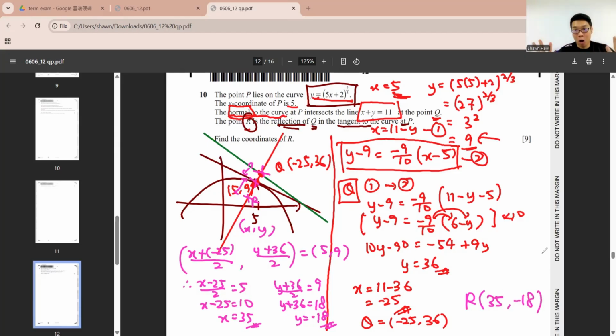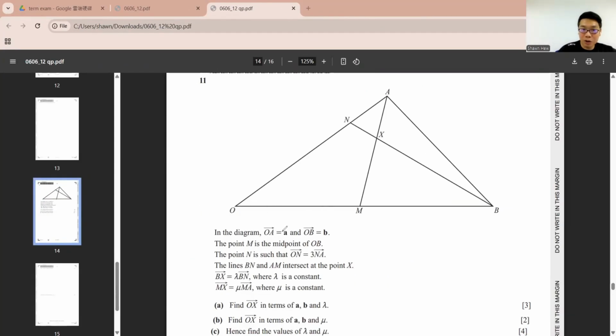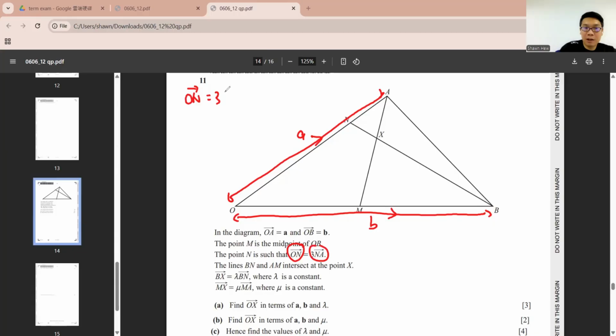So this question is a bit long, and usually I will use an illustration to understand the information more because there are many pieces of information here. Question 11 is a vector question. They say OA is A, OB is B, and the direction is going there. ON equals 3 over 4 of OA. So I always write it in this way. 3 initially is 3 over 1. So we know that ON is 3 and A is 1. So we know ON is 3 over 4 A and A is 1 over 4 A.